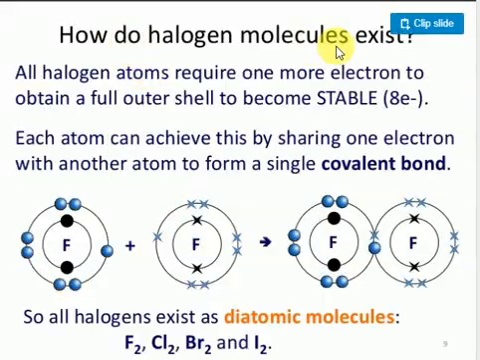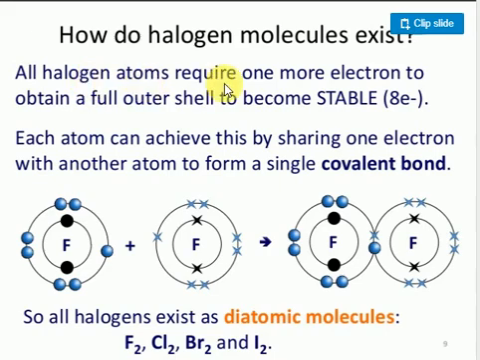Next one is how the halogens exist. You know very well, I already discussed that halogens are 1 electron deficient. Look at fluorine: it contains 2 shells. Look at how many electrons are there: 1, 2, 3, 4, 5, 6, 7. If it gains 1 electron, it reaches the octet configuration. So 2 fluorine atoms combine and form an F2 molecule. Look at how many electrons are in the outermost shell: 1, 2, 3, 4, 5, 6, 7, 8. So it contains 8 electrons, a stable electron configuration.